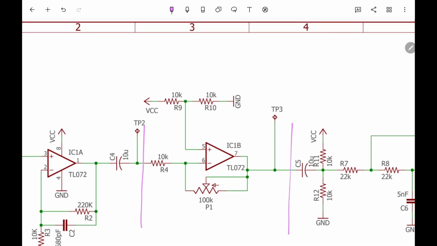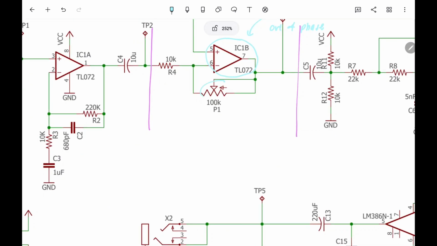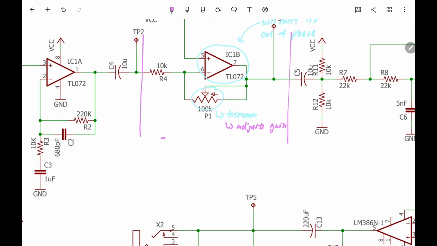So for the second circuit, which is in between the first and the third one, it is actually the closed loop inverting amplifier. So at this part between the R9 and the R10 is actually a level shifter. And then for this TL072, it will shift 180 degrees out of phase, and this part is the trimmer which would adjust our gain.